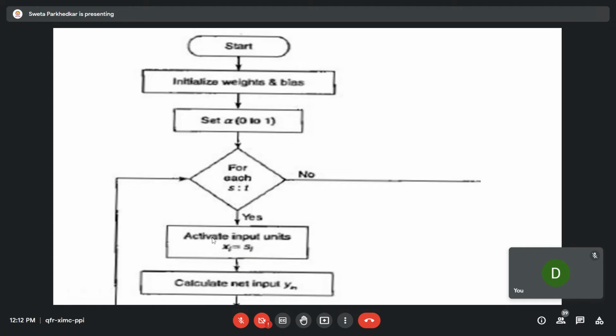Okay, the input layer is what? It is the sensory unit. If it contains some input unit that has been applied with the identity activation function, then xi will be equal to si. Then the output of the network is to be calculated, that is yin. Yin is equal to b plus summation i equals 1 to n of xi and wi.